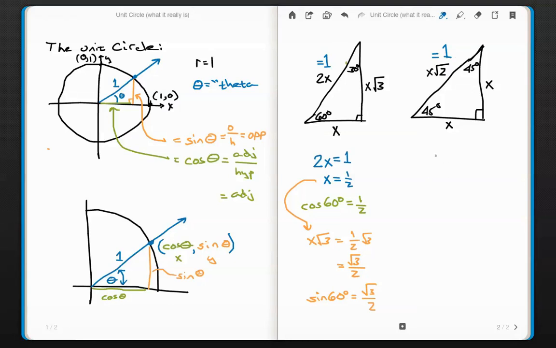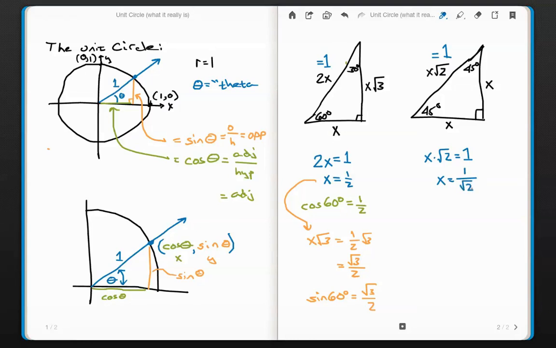Well, what does that mean? That means that x root 2 in this case is 1. So x times the square root of 2, if I'm saying that has to equal 1, well then x equals, let's see, 1 divided by the square root of 2.